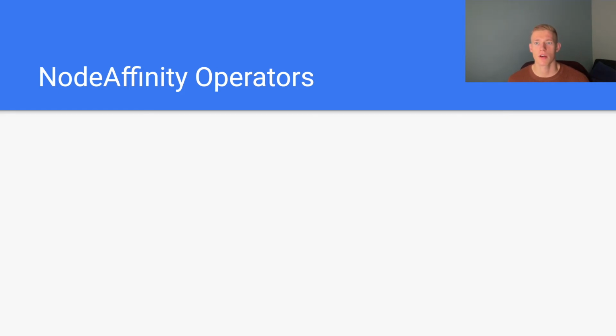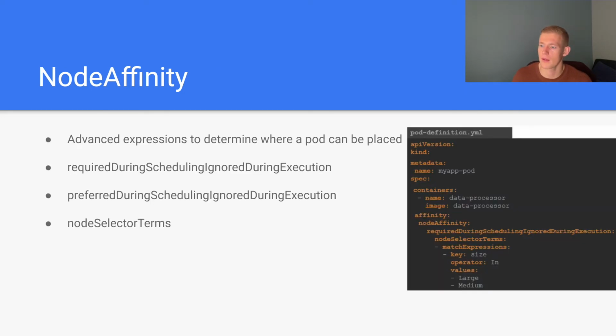Now, there are a few node affinity operators that we can use. The first one is In. This allows us to specify a list of values that the value of the label can have. So if we go back here, we see that we are using the In operator and the values are large or medium. So we can have a label where the key is size and the value can be either large or medium, and both of those will cause the expression to evaluate to true, meaning that we can schedule the pod on any particular node that has either large or medium as the value of the size label.